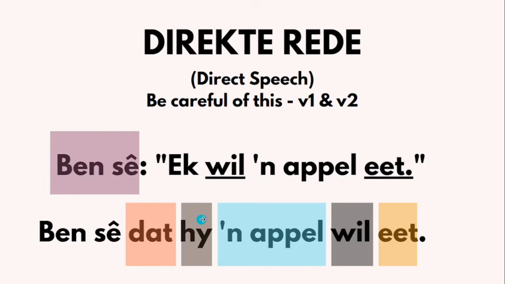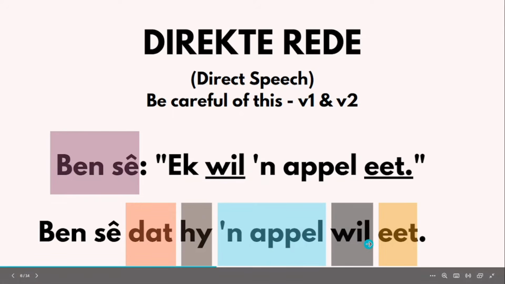So Ben sê dat hy, and then you know that the first verb of the direct sentence must go to the end. However, wil cannot stand on its own. It's not like us or it, right? So then it will go and join the main verb at the end.